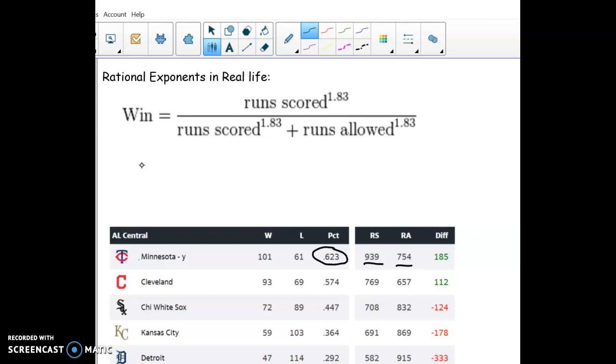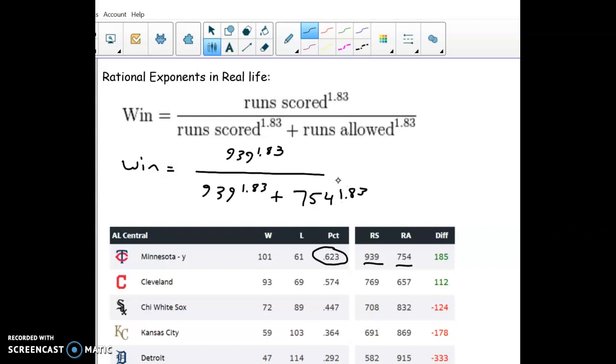So we know this is their actual winning percentage from that year, but we can plug in that they scored 939 runs, and then divide that by the runs scored again, so 939 to the 1.83, almost squared. But they tweaked the numbers and found that that's the right exponent. It's not 2, but 1.83. And then the runs against is 754 to the 1.83 power. Now we just have to do these numbers on a calculator and calculate the winning percentage.